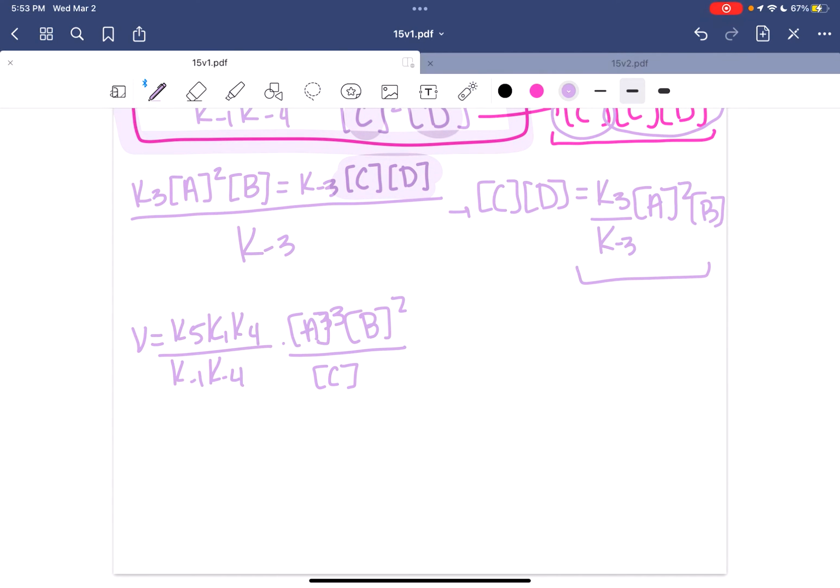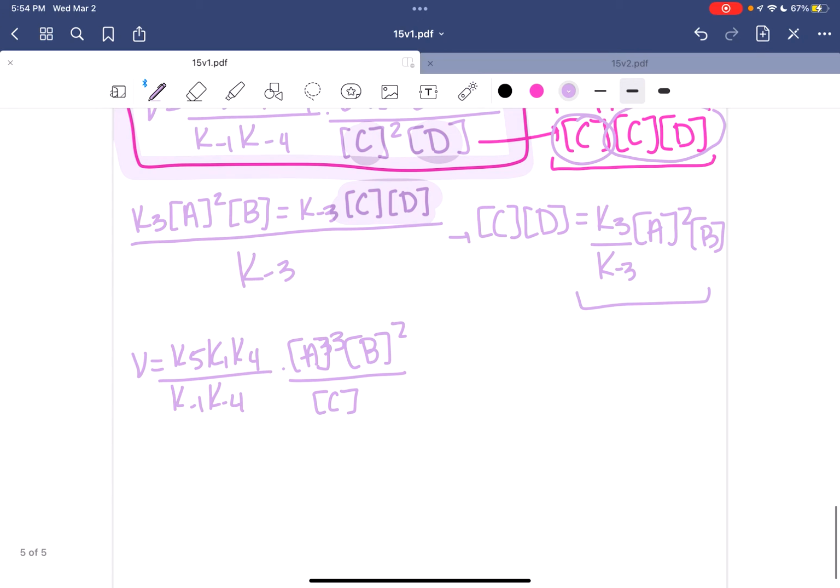But in place of D now is going to be, and I'll write it over here, A squared times B, and that's on the bottom, and I'll get to why that is in a second, and that's multiplied by K minus 3 divided by K3.